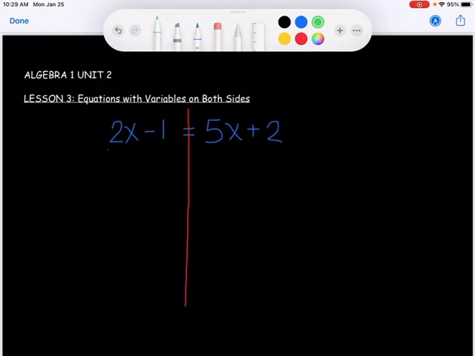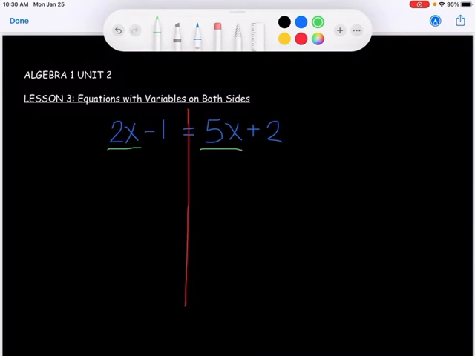So if you notice, we've got 2x and 5x. So we've got that variable on both sides, and we need to get those together. I can't simplify anything on the left-hand side. 2x minus 1, I can't combine those. And on the right-hand side, 5x plus 2, those are unlike terms. I can't combine those. But I do want to get my 2x and my 5x together. So I can either move the 2x over to the other side, or I can move the 5x over to the left side. It doesn't matter what you do, but I prefer to end up with a positive variable.